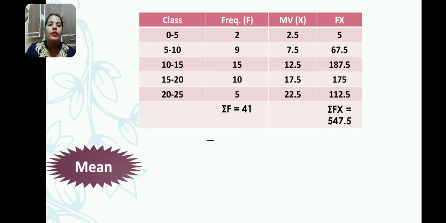Now you will put in the formula and the values. The formula is x bar is equal to sigma fx upon sigma f, so sigma fx is 547.5 upon 41. So by that you will get the mean as 13.35.